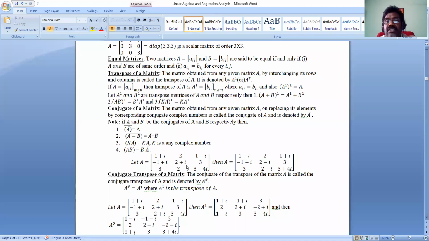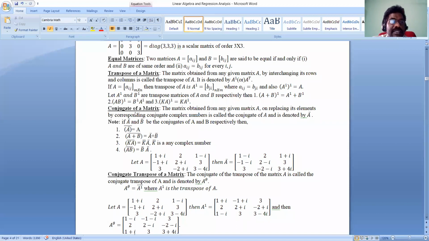Today in this class, we are going to discuss the conjugate of a matrix and the types of matrices. We have to discuss some basic concepts in matrices. Yesterday we already discussed up to the transpose of a matrix. Now, what about the conjugate of a matrix?